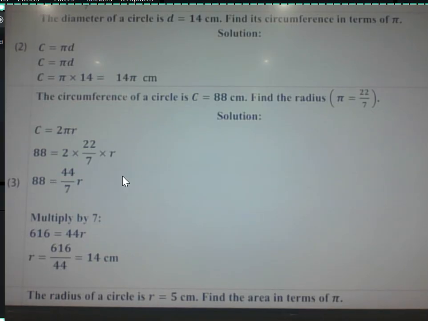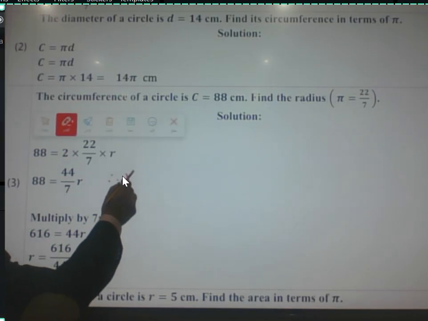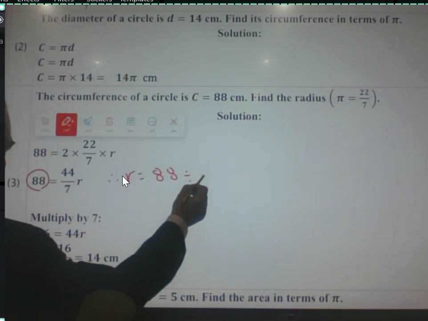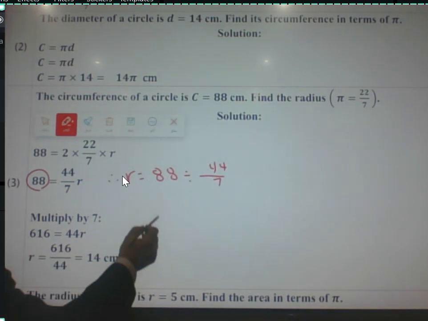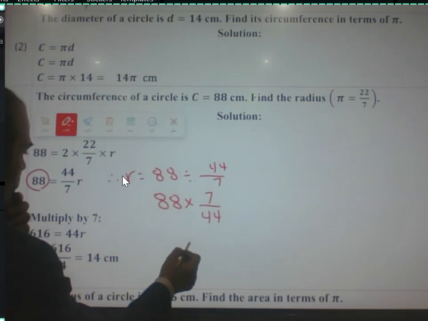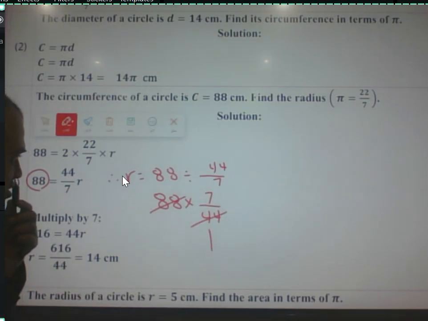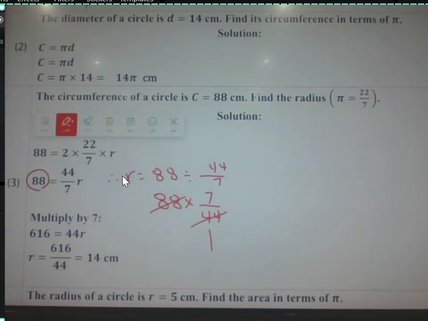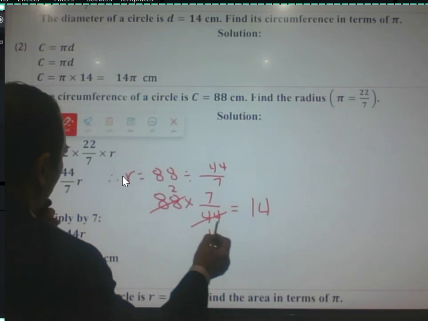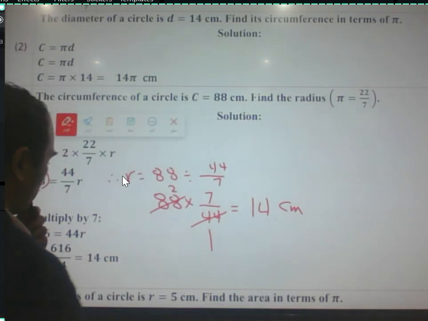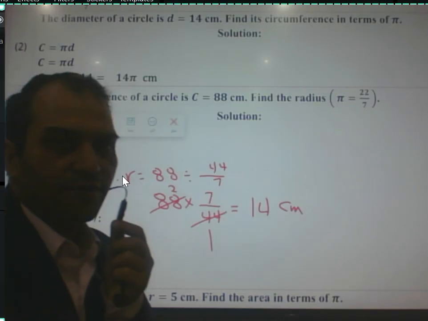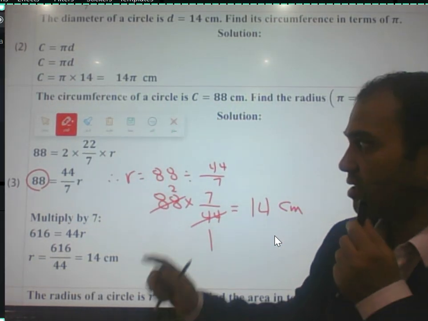Look at here. Now we have the radius will be equal to 88 divided by 44/7. And then write 88 times the reciprocal of this fraction, 7/44. And then simplify: 44 divided by 44 equals 1 and 88 divided by 44 equals 2. Next step, 2 times 7 equals 14. Then the radius will be 14 centimeter. Okay, you can use this method or this method as you like to find the answer in the simplest form. Okay, understood?